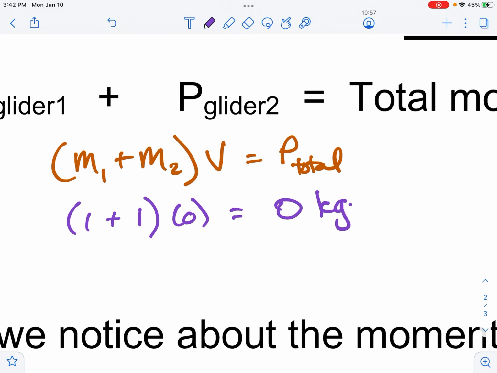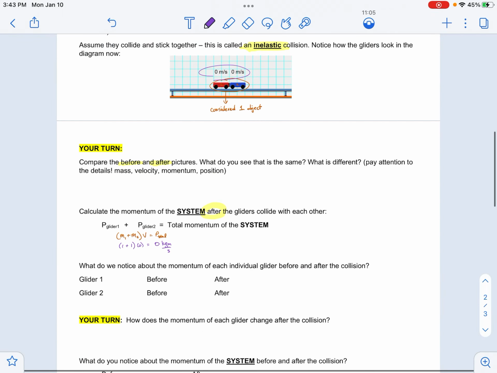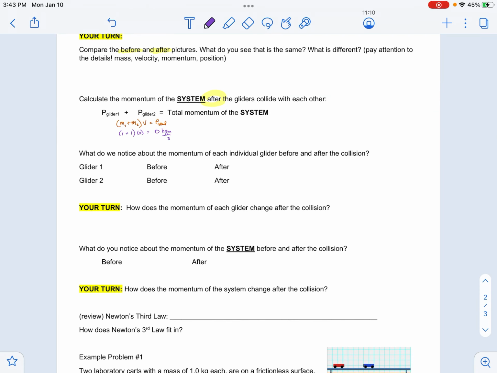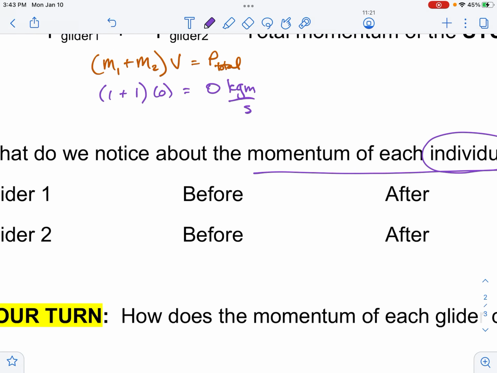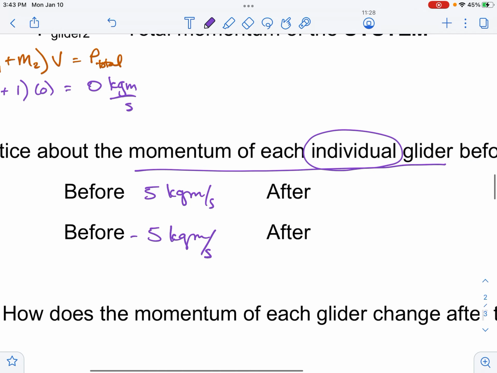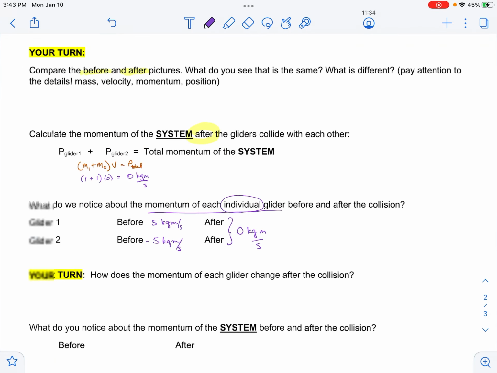And so the total momentum is still 0 kilogram meters per second, even though they're now stuck together, right? The momentum of my system before and after are the same. So what do we know about the momentum of each individual glider? Before the collision, glider 1 had 5 kilogram meters per second, and glider 2 had negative 5 kilogram meters per second. And after, they both had 0 kilogram meters per second, right? Because they weren't moving.